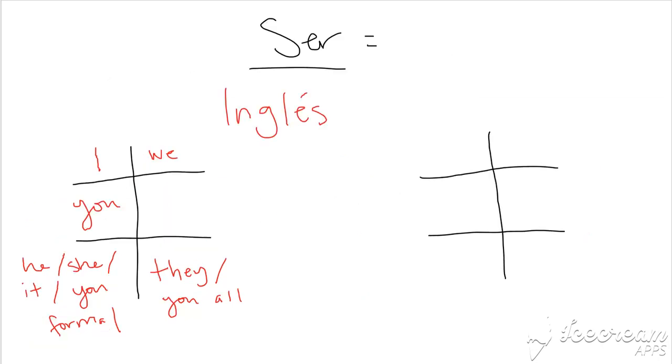You all. Okay, so the verb ser in English means to be. So in English, when you're using the verb to be, you would say I am, you are, he, she, it, or you formal for Spanish, is, we are, y'all are would be vosotros, and then they or you all are. In English, there are only a few conjugations of the verb. In Spanish, every subject has a different conjugation.